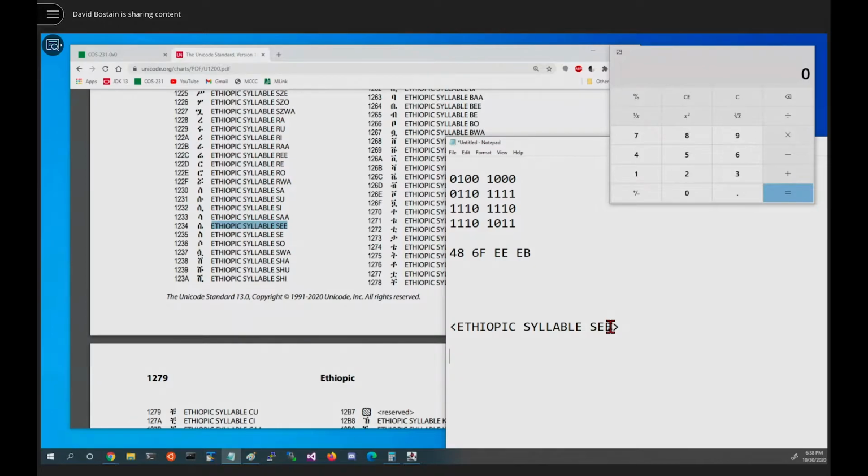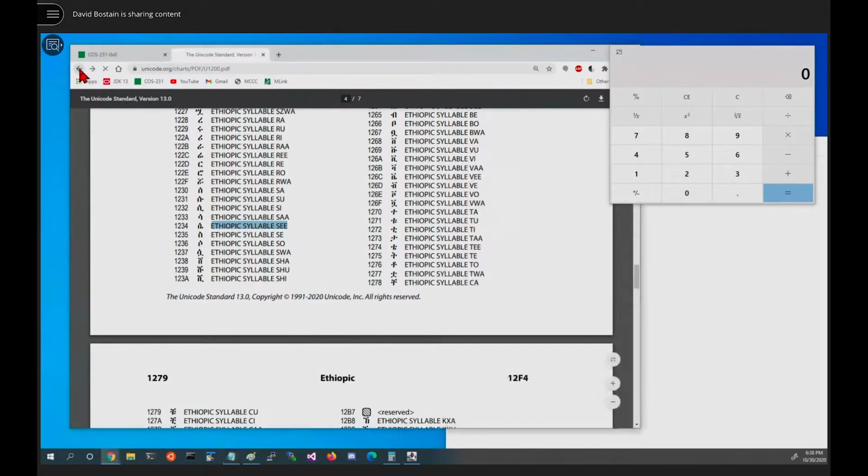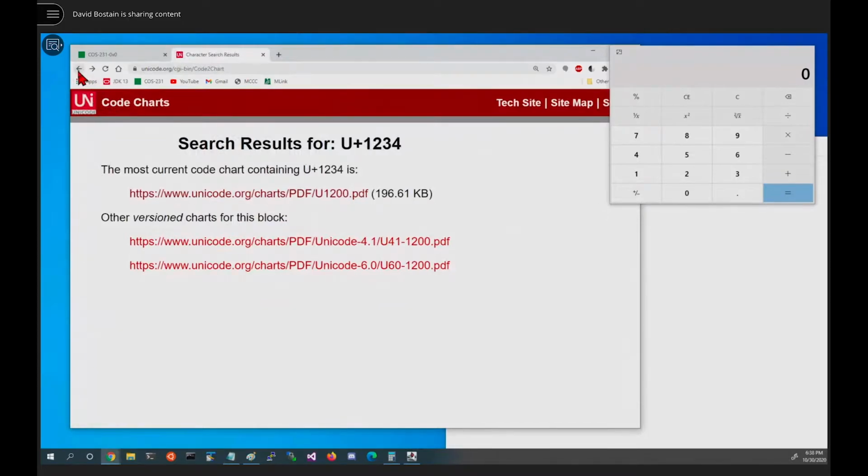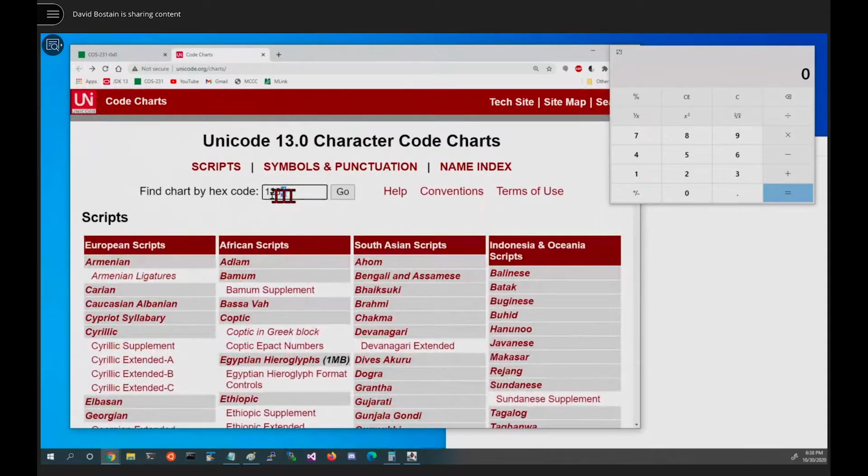Okay, what is the character 005F? That's a code point, 005F. You do it yourself. You're going to type 005F here. You get it? Give me a green light.